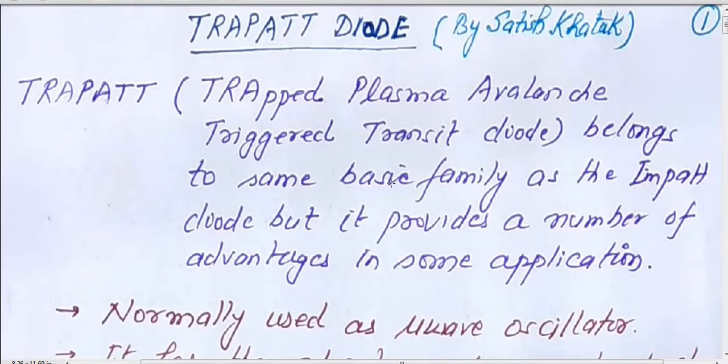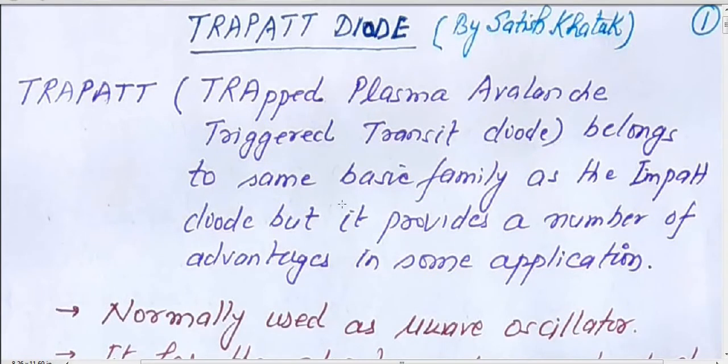Today I am going to discuss the solid state microwave device TRAPATT diode. Now TRAPATT means: TRA for trapped, P for plasma, A for avalanche, T for triggered, and T for transit. So we can say TRAPATT is the trapped plasma avalanche triggered transit diode.